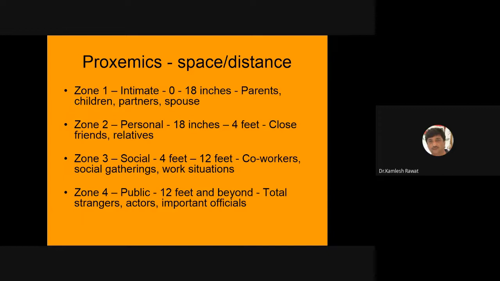Zone 3 is a social zone, where 4 feet to 12 feet is the distance where usually during social gatherings people come close to you. At times co-workers who are not acquainted to you, and work situations.